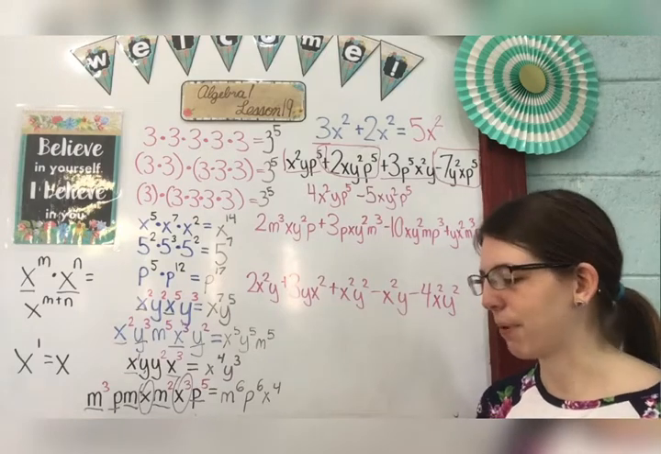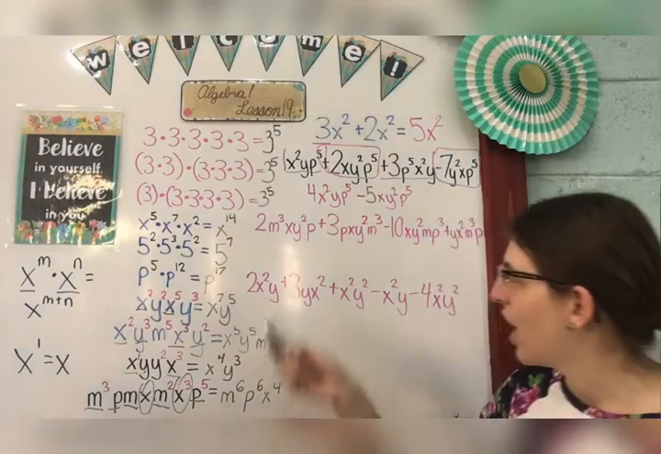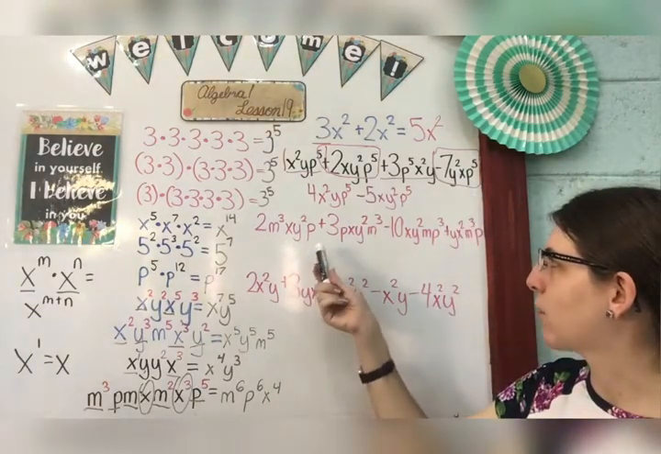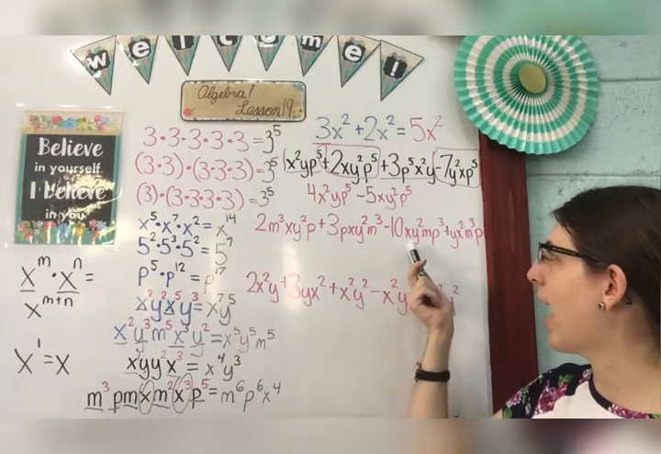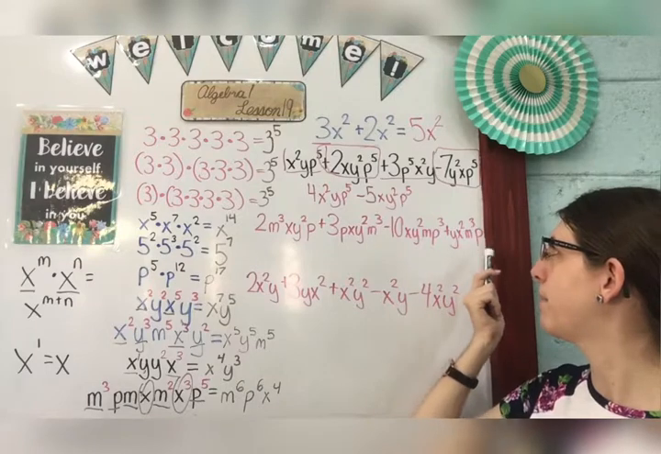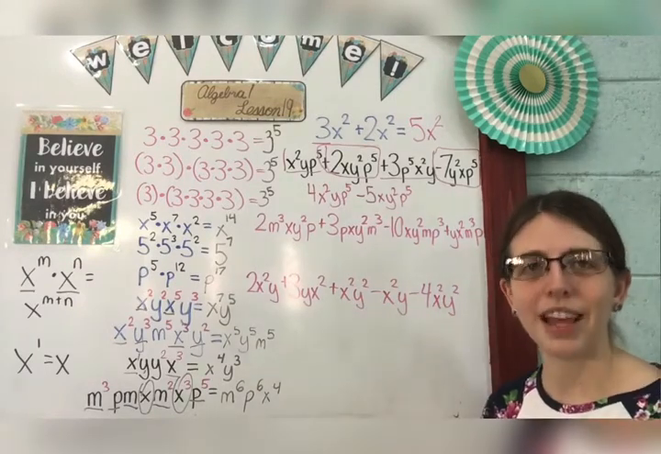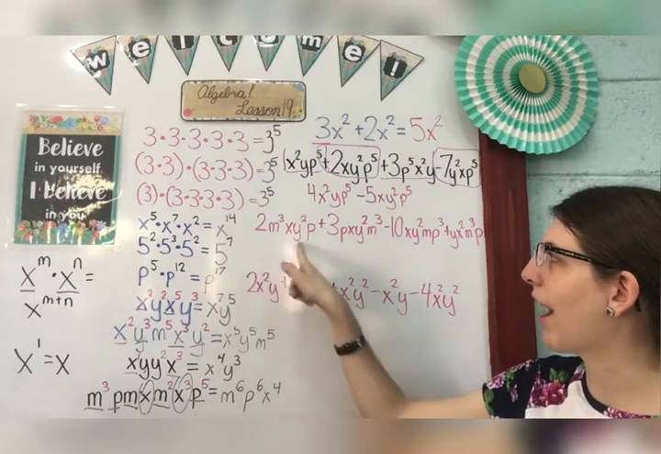Let's do another example. We've got two more, and then you're going to do your practice. 2m^3xy squared p plus 3px squared m^3 minus 10xy squared mp^3 plus yx squared m^3p. Oof, that's a mouthful. All right, let's look for our like terms. To find our like terms, we look here at the variables.